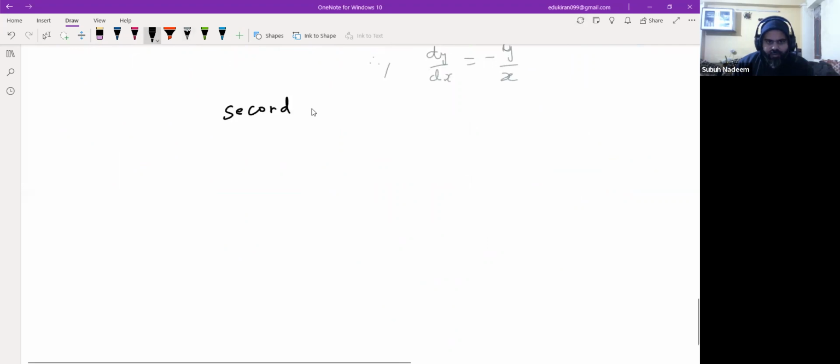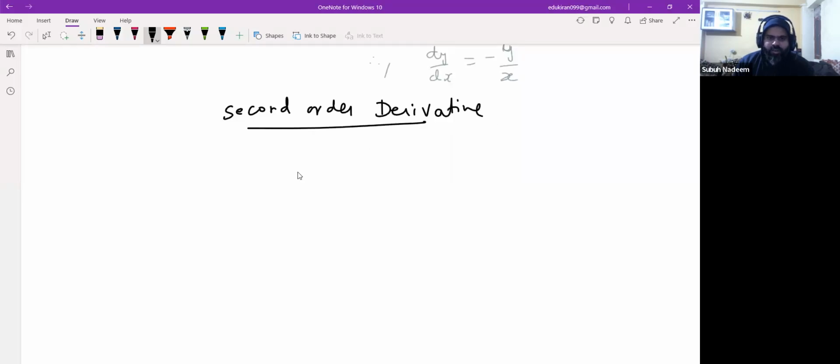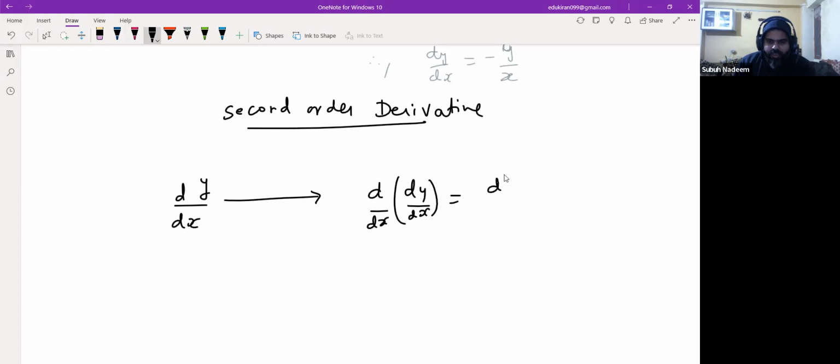Second order derivative is the next exercise. What is a second order derivative? If you differentiate y with respect to x, you know how to do that. Now, after getting this, you differentiate dy by dx with respect to x. And this is called d2y by dx square. This is called second order derivative.